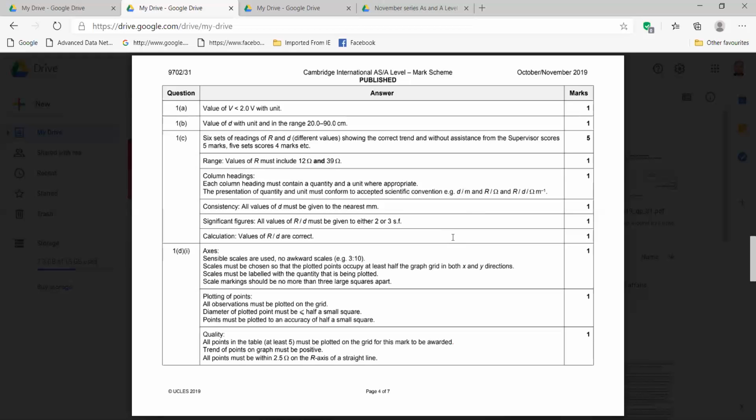Calculations: values of R by D are correct. The examiner will check each of the R by D by calculator. If any one of your R by D is incorrect, then you will lose this mark.